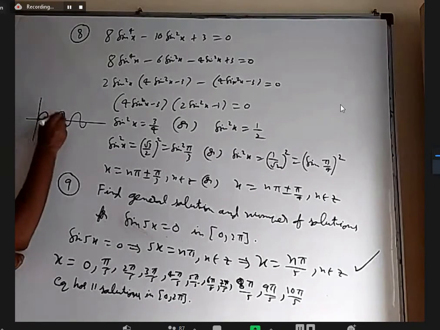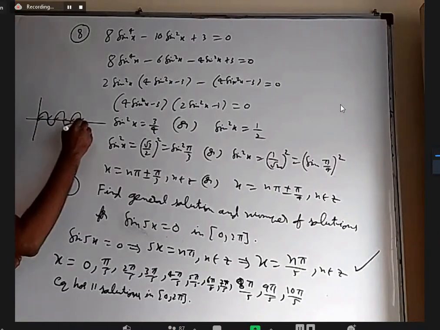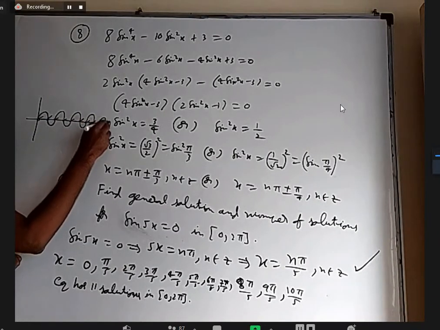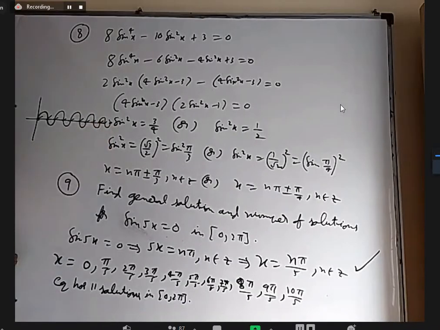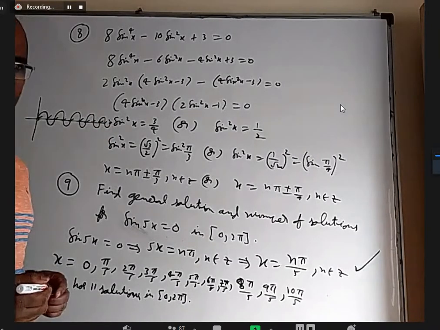Don't count this because the next wave's beginning point is also that. These are for the first wave. For the second wave, these 2. For the third wave, these 2. For the fourth wave, these 2. For the fifth wave, these 2. Plus the last point of the fifth wave. Yes, sir. Okay, that is 11.